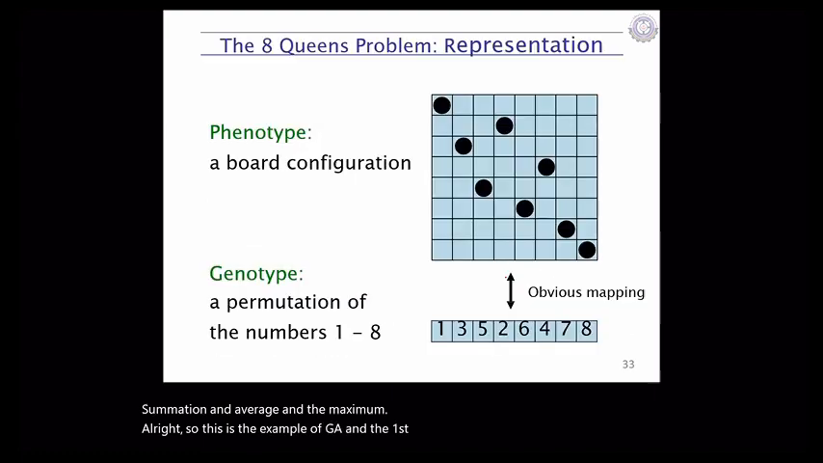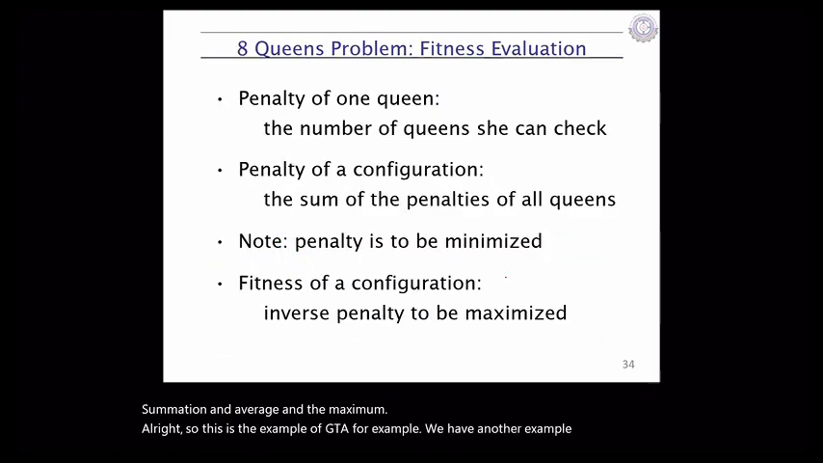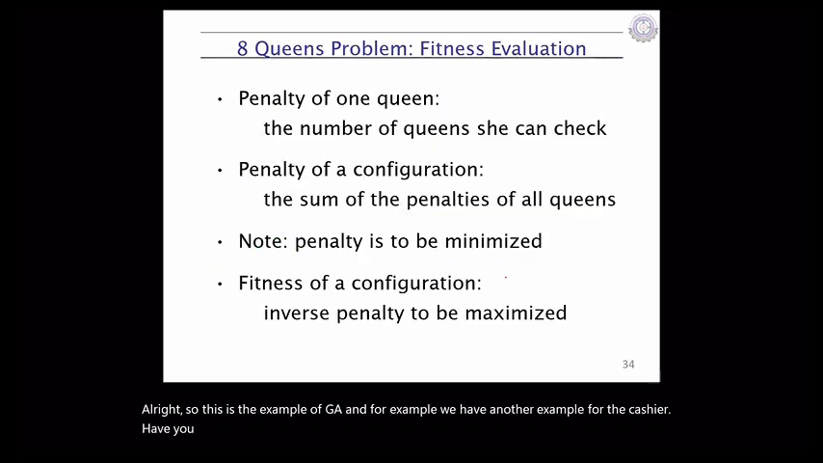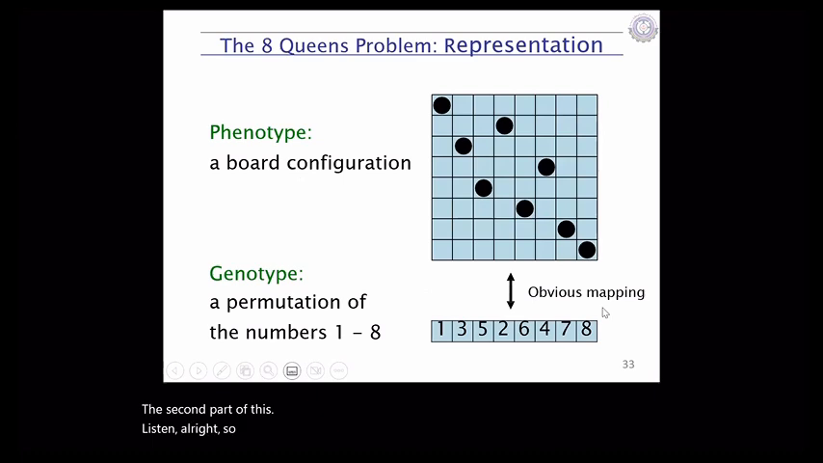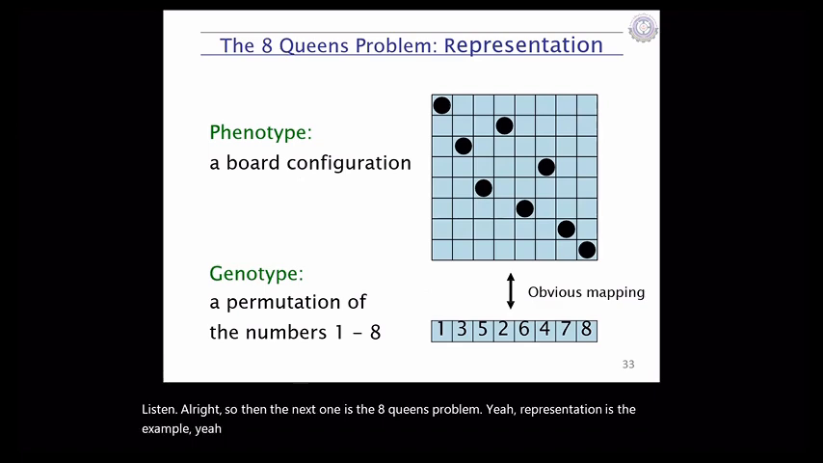All right, so that is the example of GA. We have another example, where we apply it on a case study, for the second part of this lesson. The next one is the 8 queens problem. Representation is another example. The phenotype is the board configuration, and the genotype is a permutation of the numbers 1 to 8.